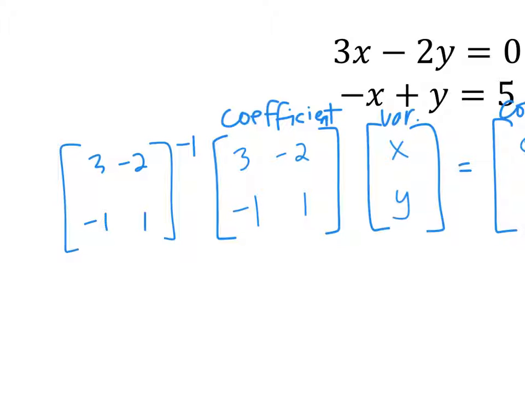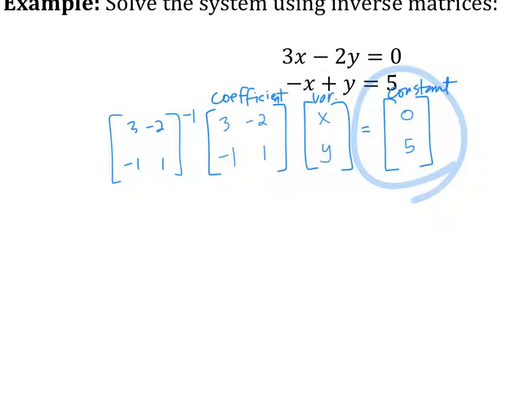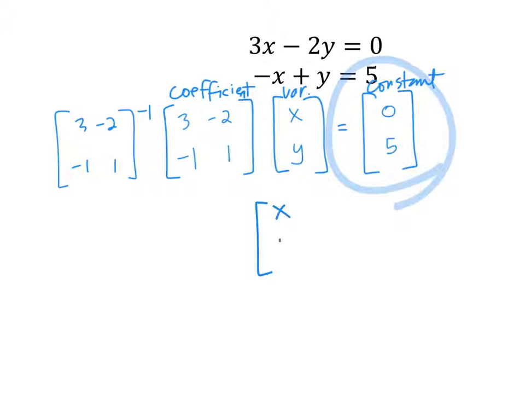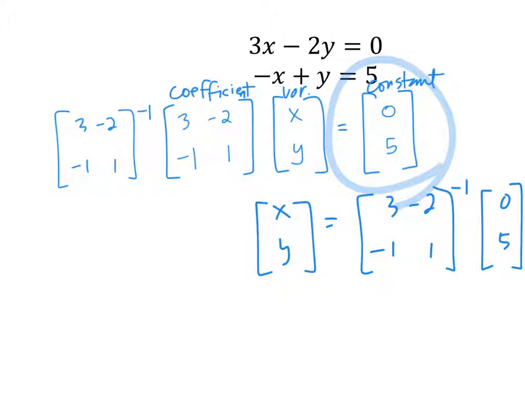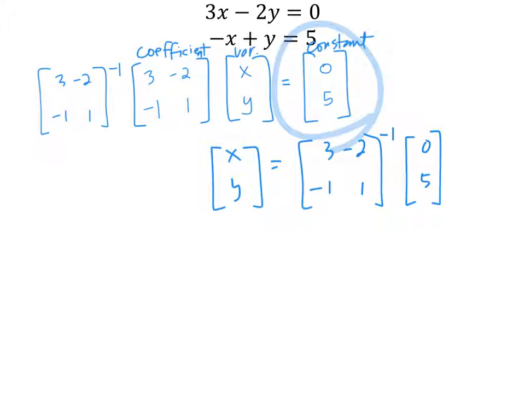Whatever we do to the left-hand side, we have to do to the right-hand side. But in matrix world, order matters. So when I multiply the inverse matrix on this side, which side of the constant matrix should I multiply? On the left or on the right? Left. On the left. Okay, please be careful. So xy is equal to 3, negative 2, negative 1, 1, inverse times 0, 5. All right, we're going to solve this by hand, and we're going to solve it using the calculator.